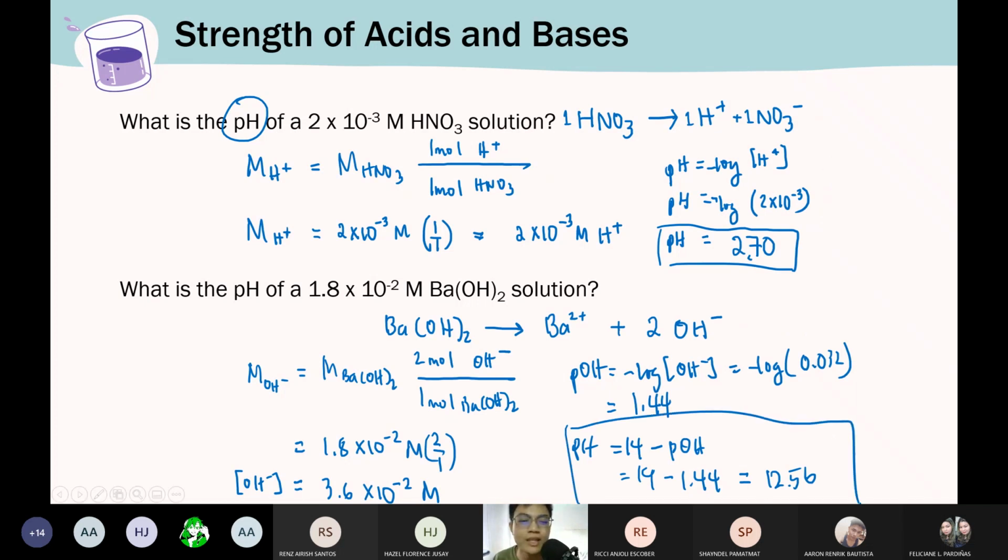Okay? So, ganun. Again, just be careful. Not because you have the molarity, you can just simply plug it into the pH or the pOH equation. Okay? You have to be careful with the coefficients.